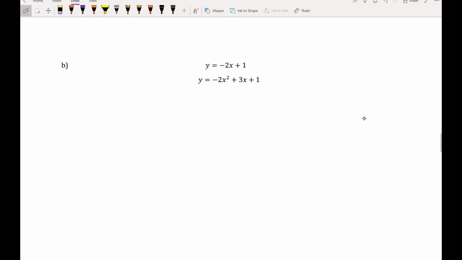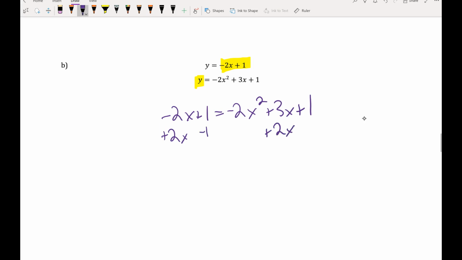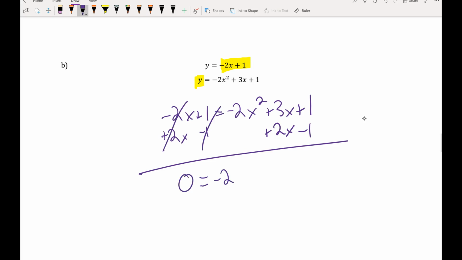For part B, I could still do this by substitution, and I notice that both of them are already solved for y. So I can just take this value for y here and plug it in for that y right there. So I get negative 2x plus 1 is equal to negative 2x squared plus 3x plus 1. Anytime I have a quadratic, I always try to get it equal to 0. So I add 2x on both sides, subtract 1 on both sides, and I get 0 equals negative 2x squared plus 5x. And the 1's cancel.